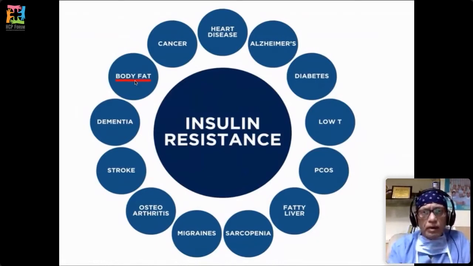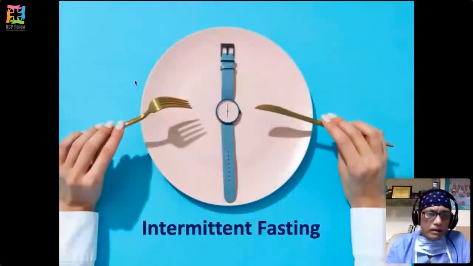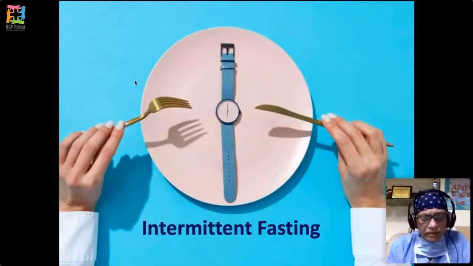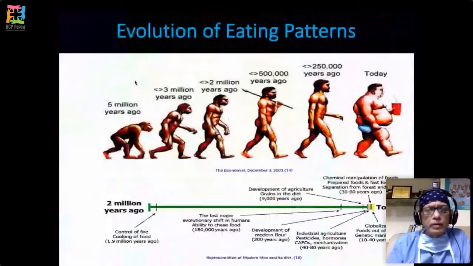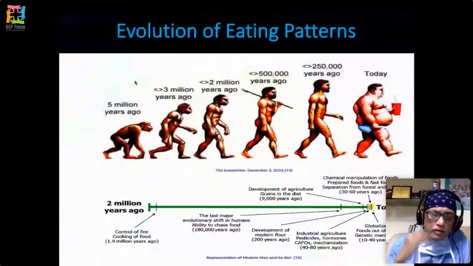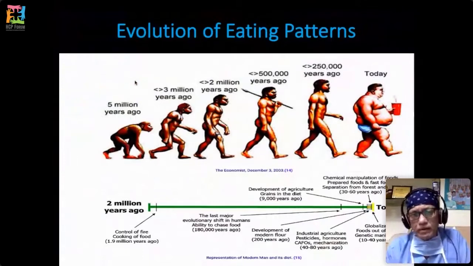So what is that powerful tool? It is nothing but a very old technique known as fasting. So, fasting and intermittent fasting. That is what we are going to discuss with you today. Once again, I'm going to show you this picture. I'm going to show you this picture every time because it puts us into perspective.